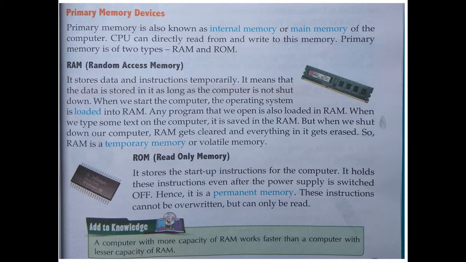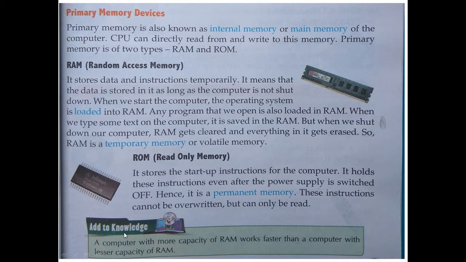Fine. So whenever we press the power button of the CPU box, the computer gets started. In that process, the computer gets information from ROM. Fine. An operating system is loaded from hard disk to RAM. So at that time, RAM memory is used when the operating system is loaded in RAM, that is random access memory. Fine.